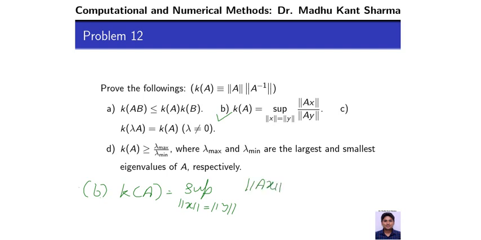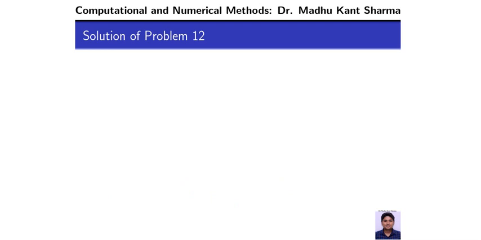That can be done because you can replace x by norm x and y by norm y. So both these sets, both these suprema will be equal, that you can verify. Now this is equal to the supremum over norm of x equals 1 and the supremum over norm of y equals 1 of norm of Ax by norm of Ay.